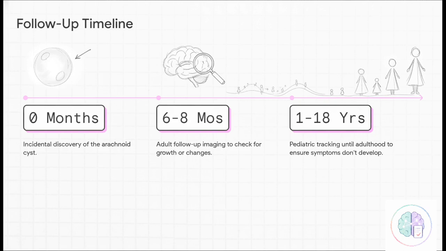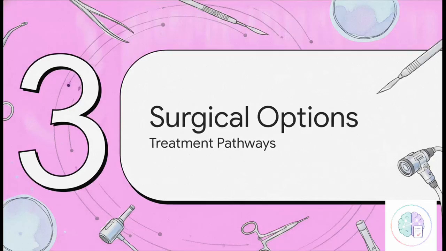But for pediatric patients, that's a much longer game. They need to be monitored meticulously, tracking them all the way into adulthood just to make absolutely sure no symptoms sneak up on them over time. Section 3. Surgical treatment options.